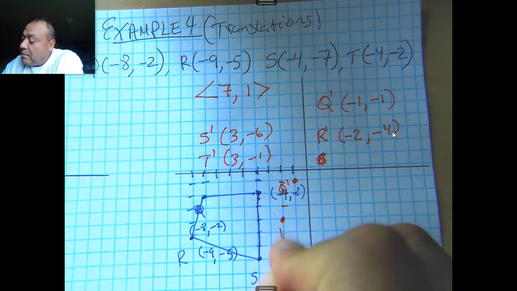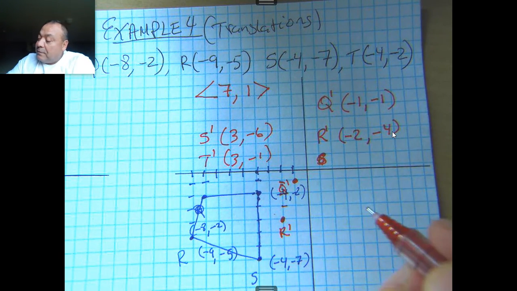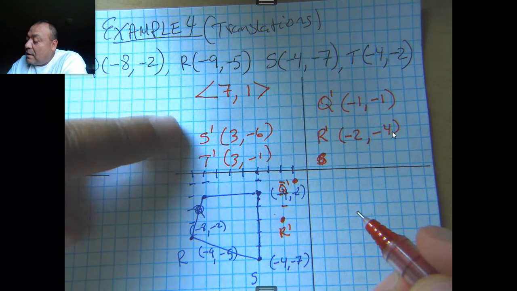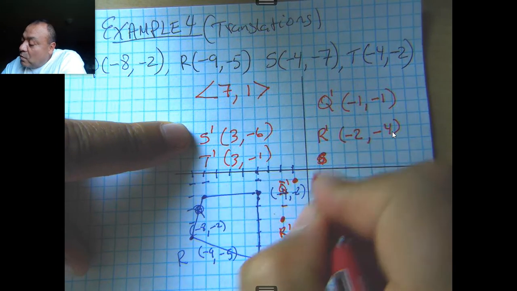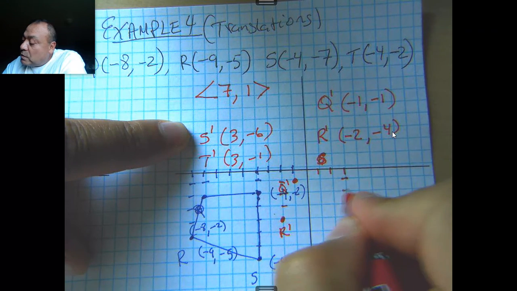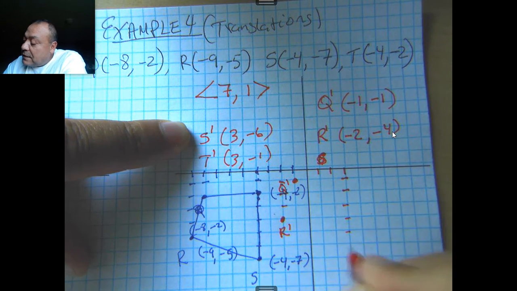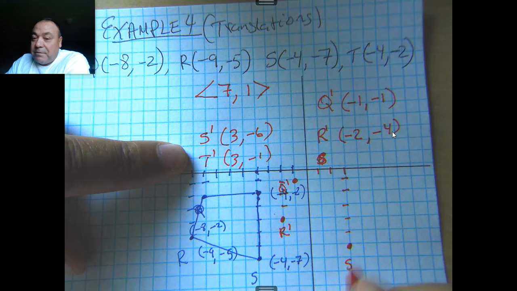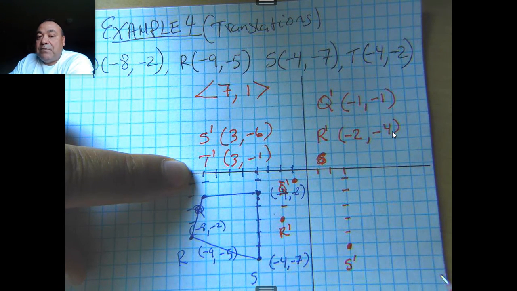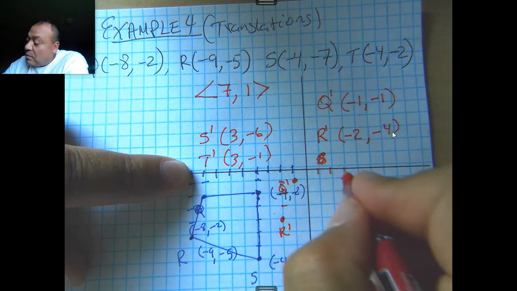Okay. Now my next one, guys, is going to be my S prime, which is going to be 3, 1, 2, 3. And I'm going to go down 1, 2, 3, 4, 5, 6. And that would be my S prime. Okay. My last one, T prime, will be 3. Oh, I got 3 right there. 1, and then just 1 right there.